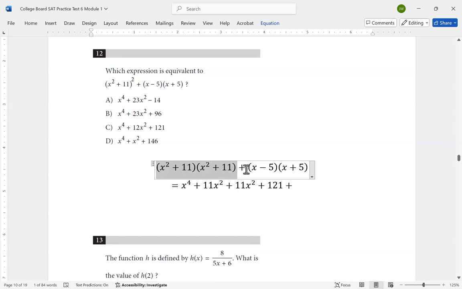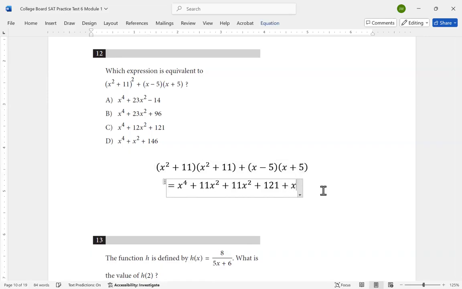Now we have plus, and I have to expand this second part out. X times x is x squared. X times 5 is a positive 5x. Negative 5 times x is negative 5x. And then negative 5 times positive 5 is a negative 25.